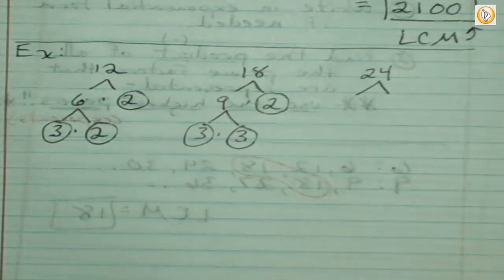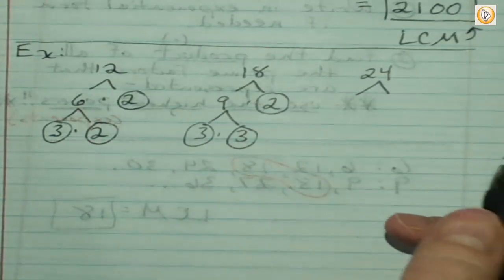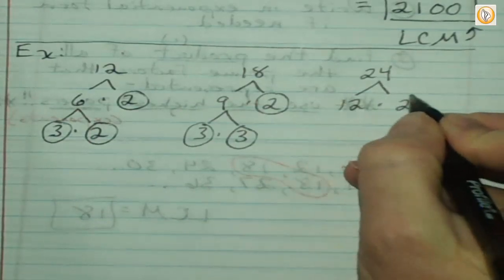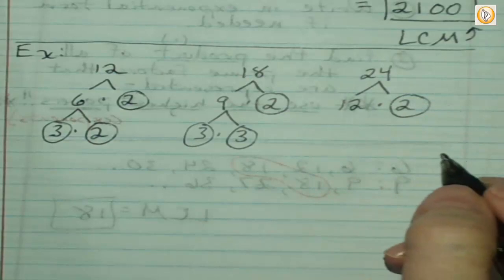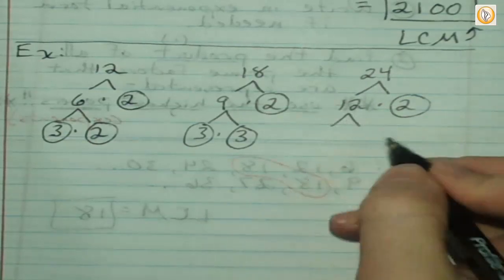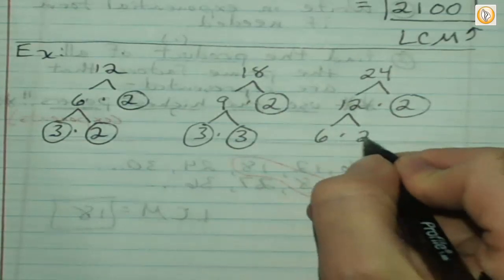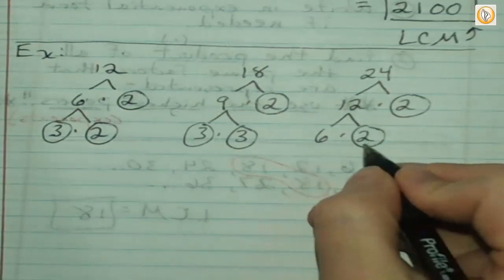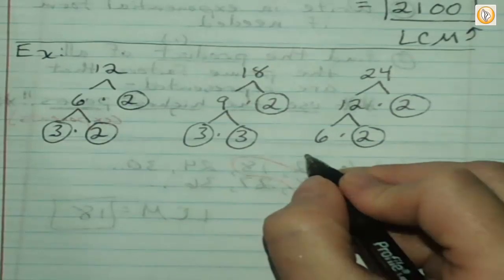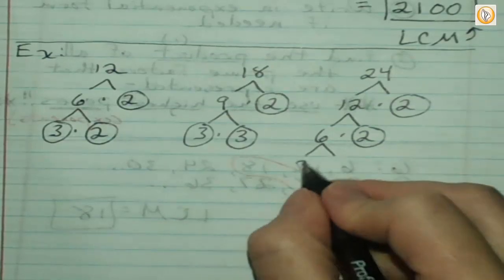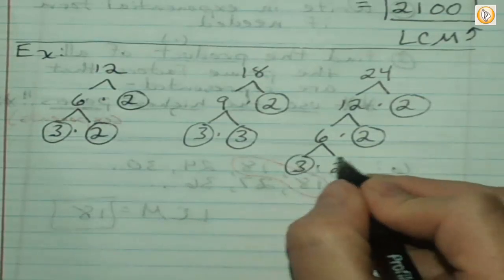All right. Good job. Taylor, what two numbers when multiplied give me 24? 12 times 2. Is 12 prime, Taylor? No, sir. What two numbers give me 12 when multiplied? 6 times 2. 2's prime. Is 6 prime, Taylor? No. What two numbers give me 6? 3 times 2.